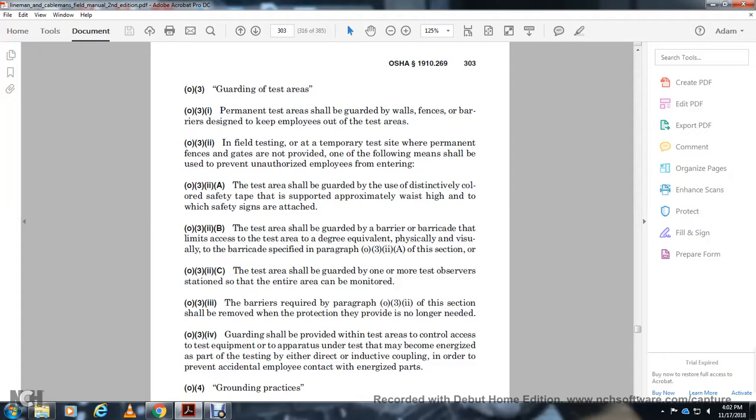The test area should be guarded with a barrier or a barricade. Or access to the test area should be limited by a degree of physical and visual protection equivalent to the barricade in paragraph 3.2A of this section. The test area should be covered with one or more test observers at a station so that the entire area can be monitored.